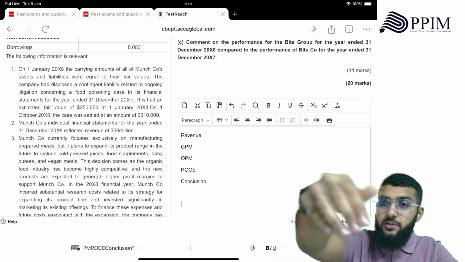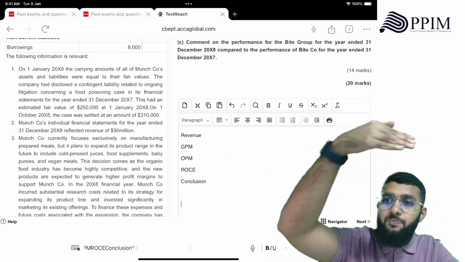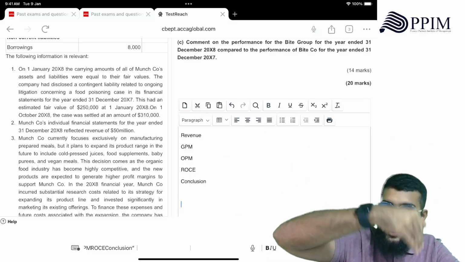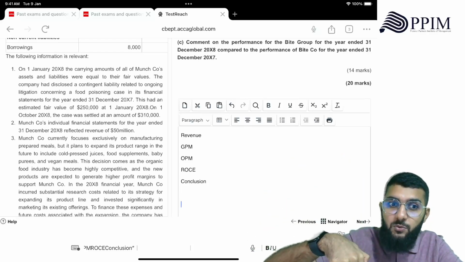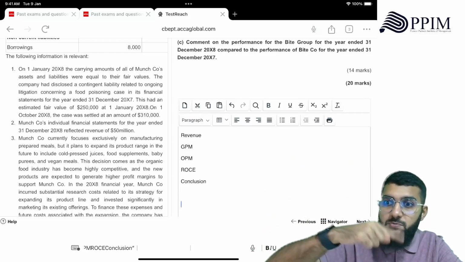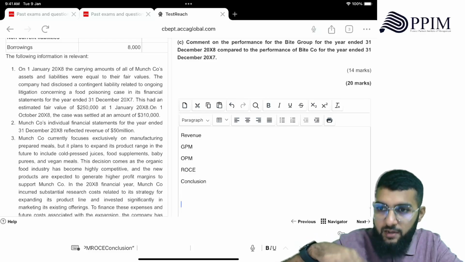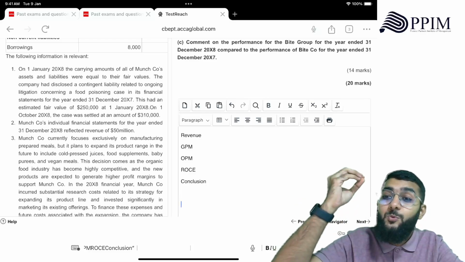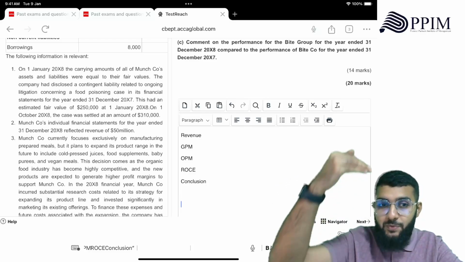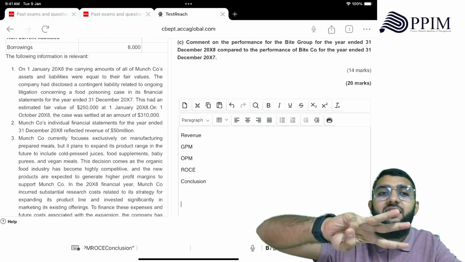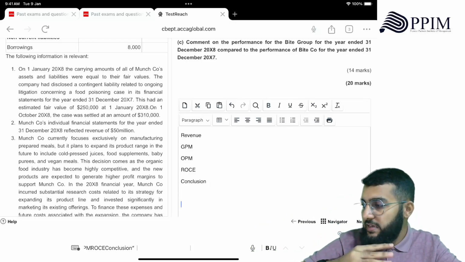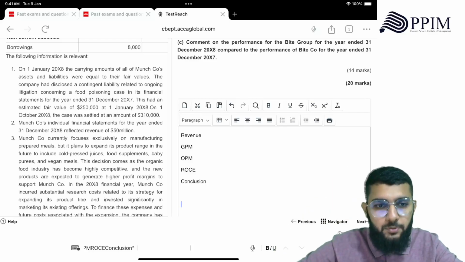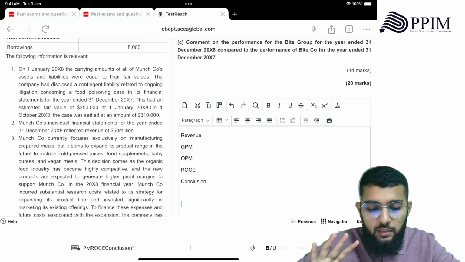For ROCE, if you're touching upon that, touch upon profit before interest and tax, and capital employed. You touch upon the equity factor, you touch upon the debt factor. How equity has changed because of the revaluation model, right? How if it was the cost model, it would be different, right? So likewise, you have to critically evaluate and interpret at least 3 layers deep. That's why I always tell you, right? Root cause analysis at least 3 levels deep. That should be the way you interpret.